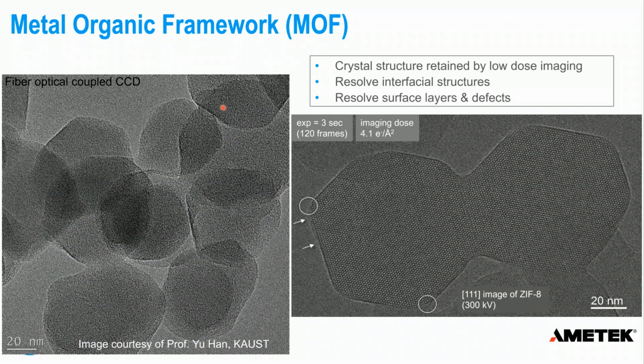If you do the same imaging in low dose conditions, so we're looking at just 4 electrons per angstrom squared here, then the story is quite different. By using this low dose, high sensitivity detector, you're able to retain the crystal structure because we're not completely destroying the sample. Because we do that, we're able to resolve interface structures, and we can see surface layers and defects in the sample, which was impossible with the indirect detector.